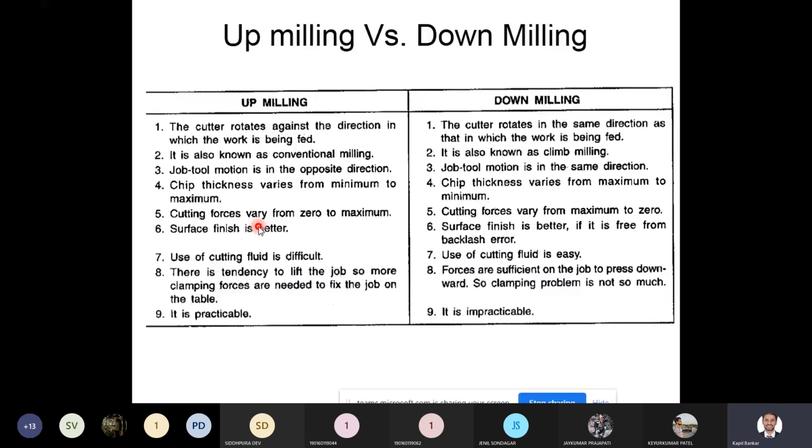Now, surface finish is better in up milling. Here also surface finish is better if it is free from backlash error. If there is no backlash error, then at that time surface finish would be maximum in downward milling. Then, use of cutting fluid is difficult. Why is use of cutting fluid difficult in up milling?